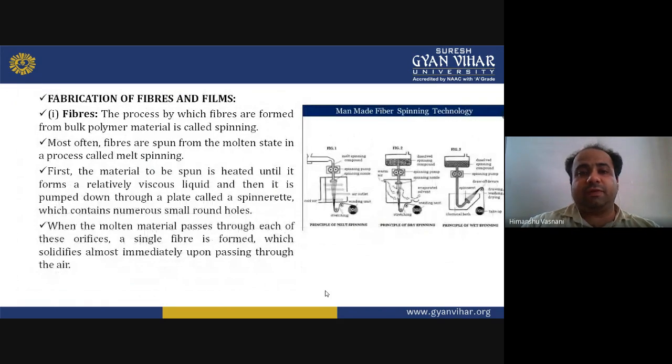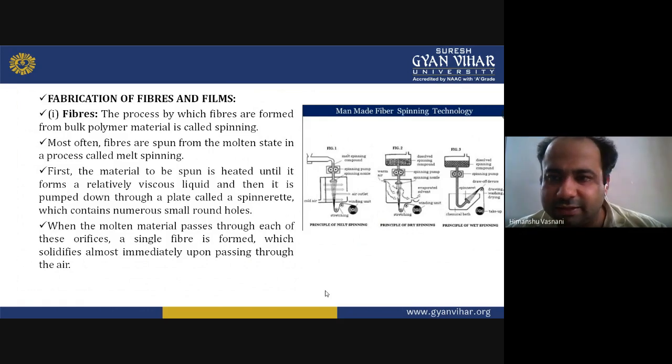Now, fabrication of fibers and films. This is a very important thing that we should discuss in a short manner. When we talk about fibers, the process by which fibers are formed from bulk polymer materials is called spinning. Let us have a small idea of these things also. Most often these fibers are spun from the molten state in a process called melt spinning. You can see this in the diagram.